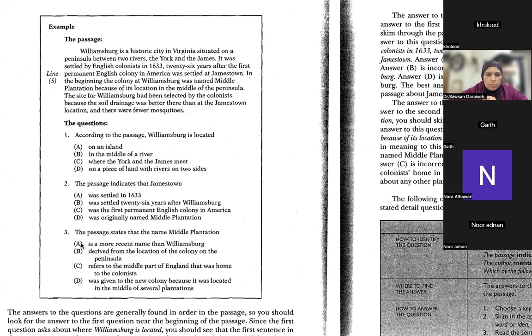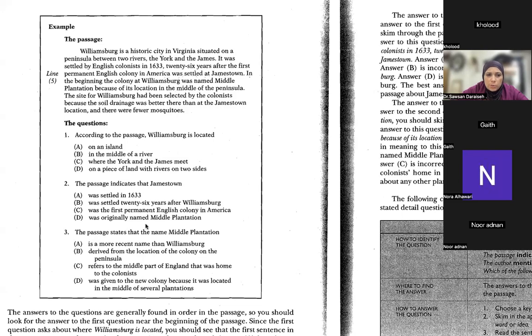D, was given to the new colony because it was located in the middle of the several plantations. I think the best answer is derived from the location of the colony on the peninsula. B is the answer, because in the text, 26 years after the first, it's situated on the peninsula between 2 rivers.